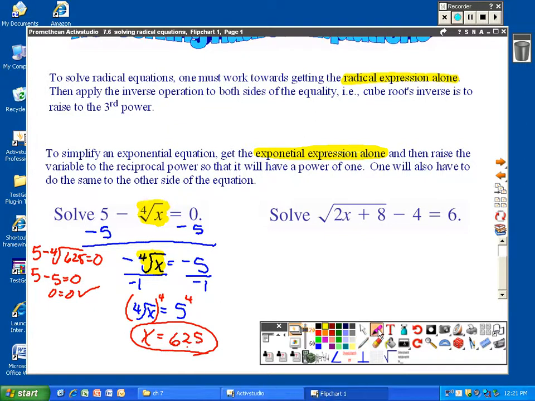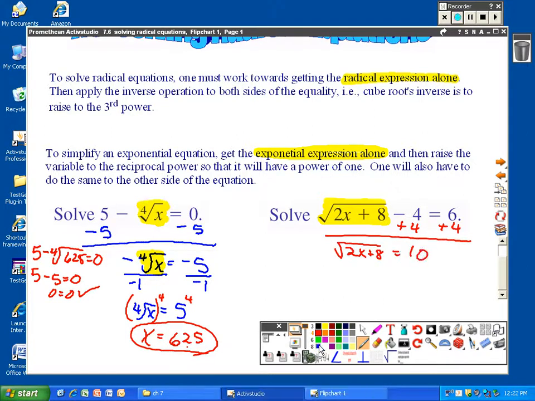In this next one, the square root of 2x plus 8 minus 4 equals 6. The square root of 2x plus 8 is my radical. So I want to remove everything else over to the other side. So the opposite of subtracting 4 is to add 4. So the square root of 2x plus 8 equals 10.